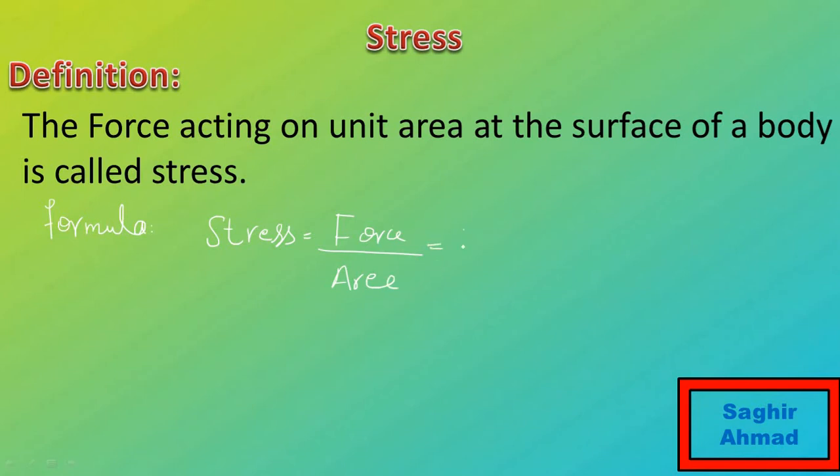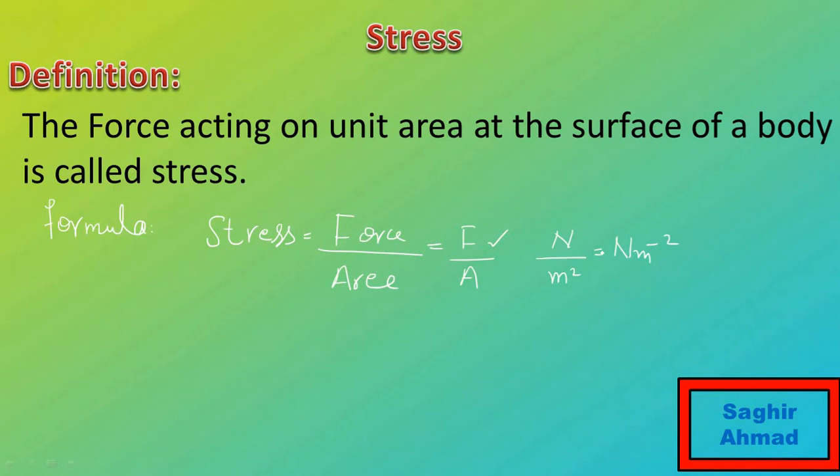You know that we denote force by F and area by A. Stress also has a unit because it has a formula, and we describe its unit by its formula. You know that the unit of force is Newton and the unit of A is meter square, so the unit of stress is Nm^-2. We say Newton per square meter.